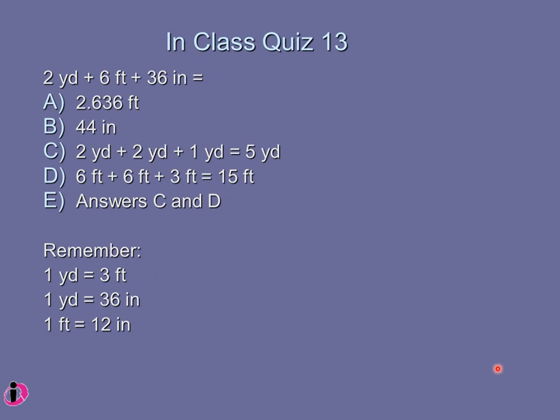Let's look at a couple of examples here. Which is the right answer? It may have multiple right answers. You have 2 yard, 6 feet and 36 inch to add. So remember, when you add, you always have to have the same unit. Either all of these have to be in yard, or all of these in feet, or all in inch. If we convert all of this in inch, this is 36 inch. This will be how much? 6 feet.